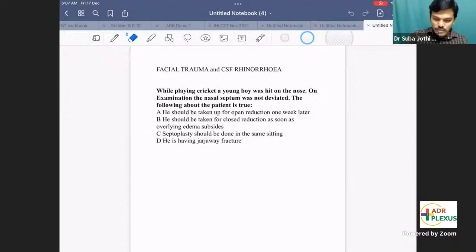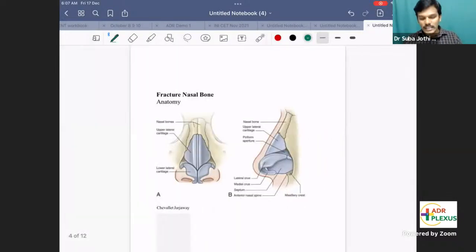As the question goes, they didn't mention the diagnosis. They have just told you the nasal septum was not deviated. So if the nasal septum was not deviated, it means that some other problem would have been there, because he was hit heavily on the nose, but still the nasal septum is not deviated. For this, we have to know the basic anatomy of the external nose contour. So let's dive into the anatomy of the nasal contour.